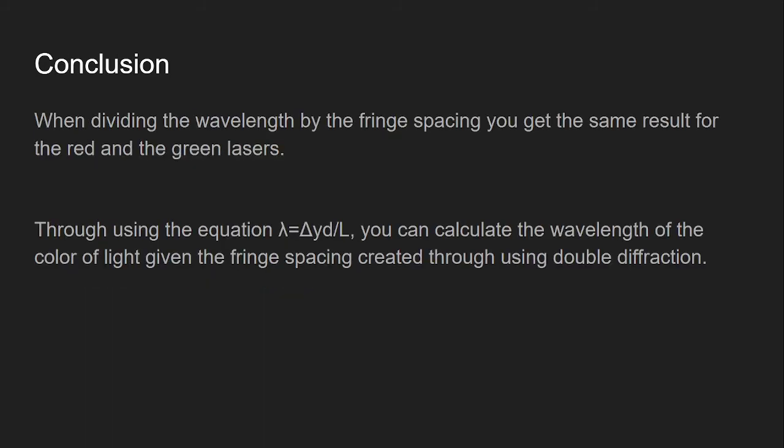So with our conclusion, when you divide the wavelength by the fringe spacing, you get the same result for the red and green lasers. This means that the calculated wavelength and the distance in the fringe spacing are proportional as it goes up. The result is higher, and then when you go down again with the wavelength, the result is lower. And then through using our equation, you can calculate the wavelength of the color of light given the fringe spacing created through using double slit diffraction.